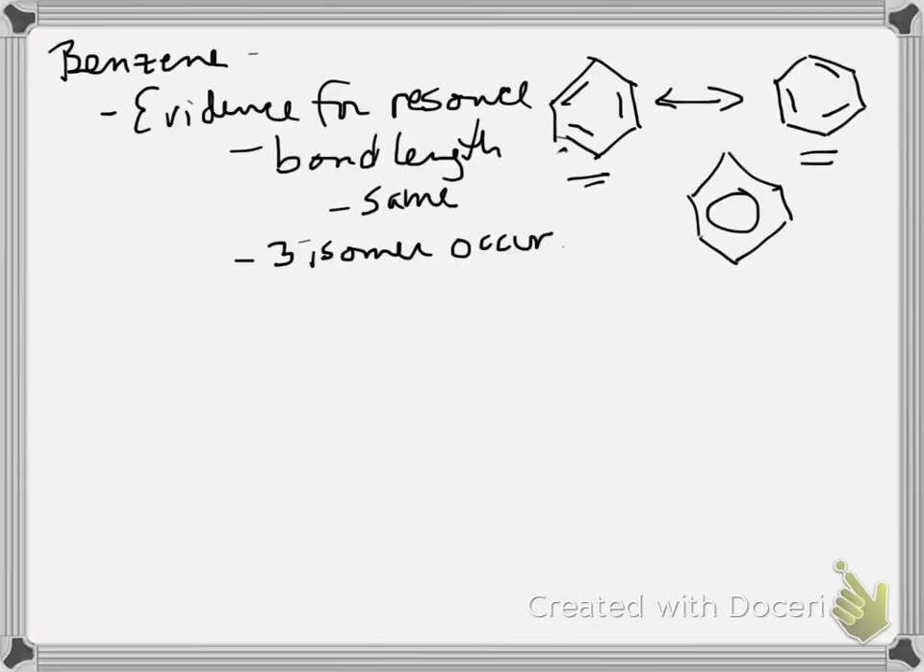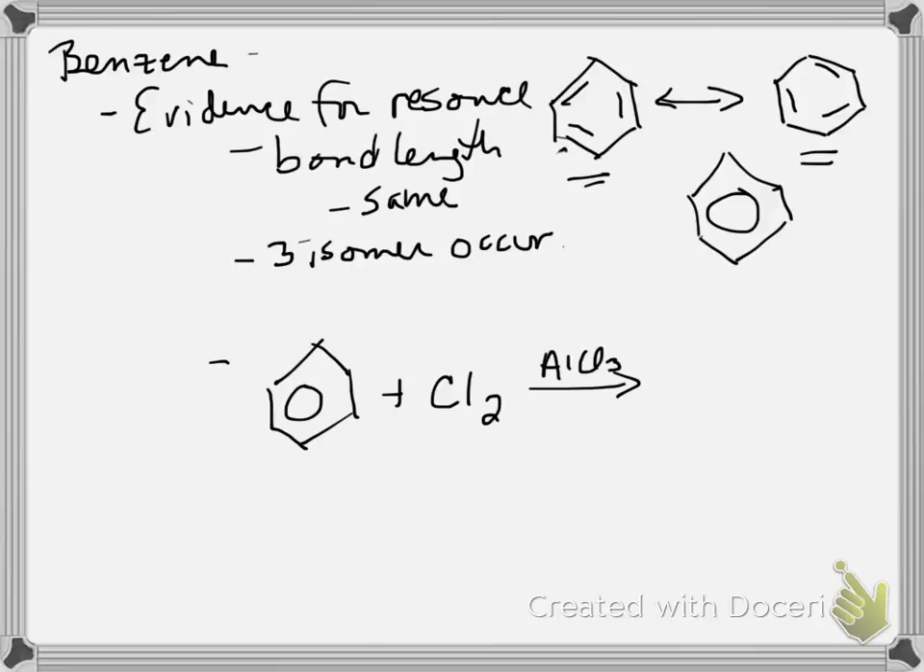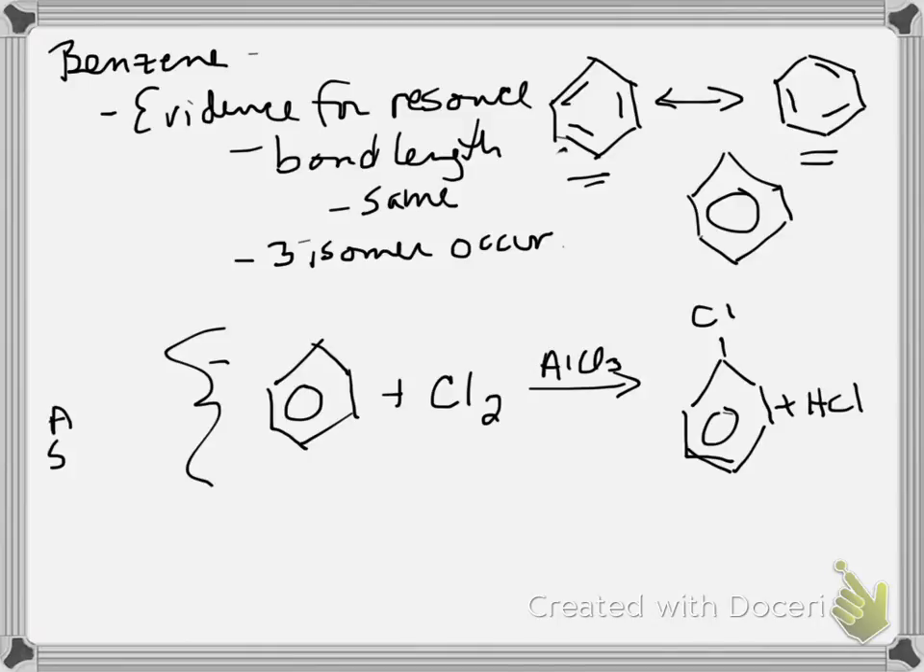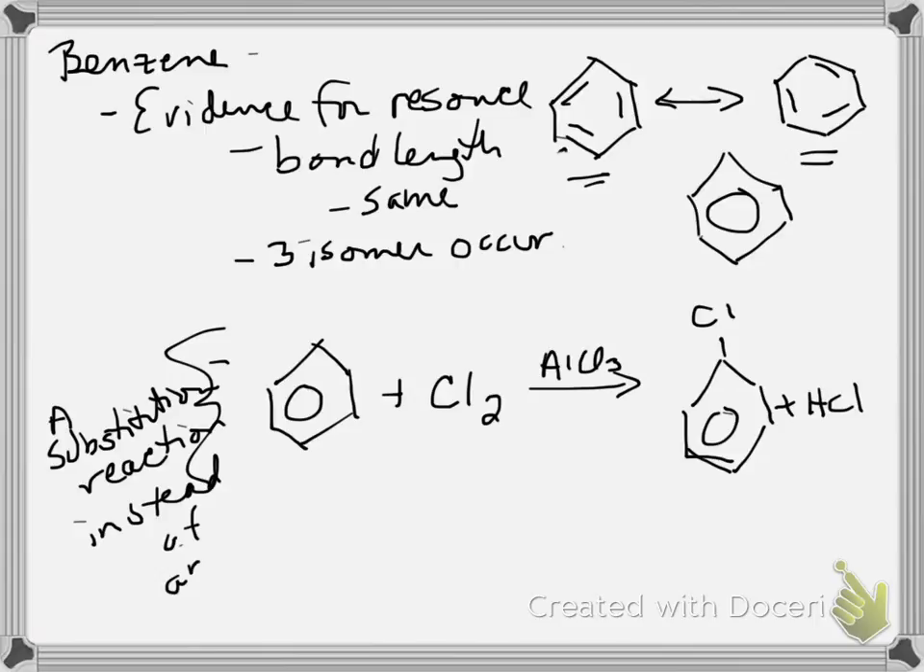The other evidence for resonance structure is if I have a benzene molecule and I react it with chlorine in the presence of aluminum chloride, I end up substituting on the ring. Instead of breaking that double bond, which, if it was more of an alkene, would be a breaking of the bond in an addition reaction as opposed to a substitution. Okay, so further evidence is a substitution reaction occurs instead of an addition reaction.